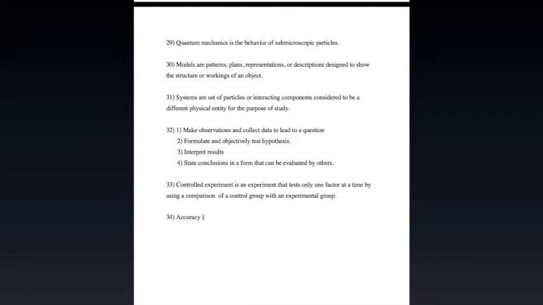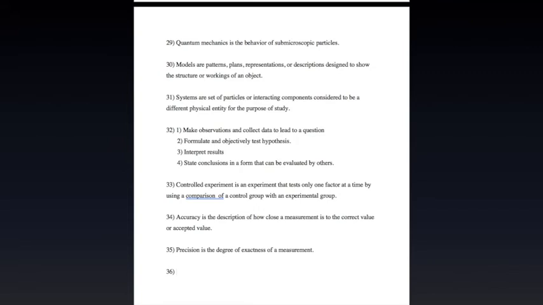Accuracy is the description of how close a measurement is to the correct value or accepted value. Then we go into the other one, which is precision. Precision is the degree of exactness of a measurement.